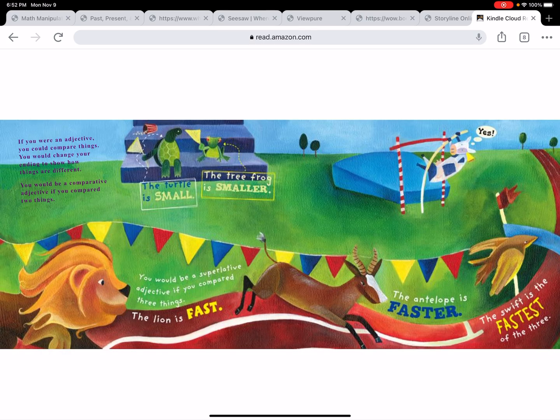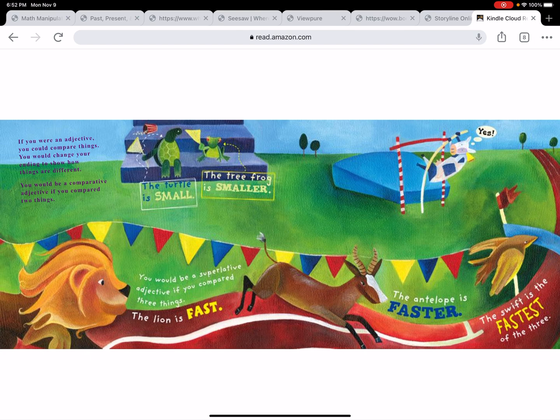If you were an adjective, you could compare things. You would change your ending to show how things are different. You would be a comparative adjective if you compared two things. That means you tell how they are alike or different. The turtle is small. The tree frog is smaller. So smaller is a comparative adjective. It compares itself to the other object, the turtle.